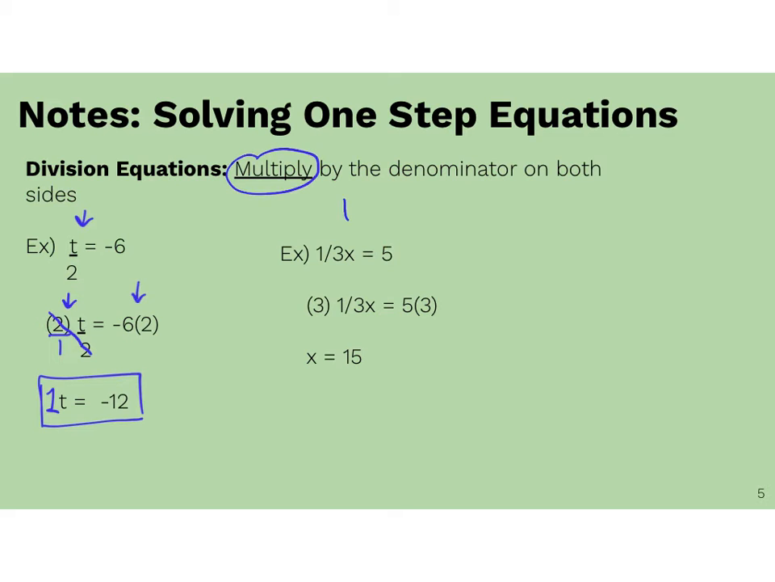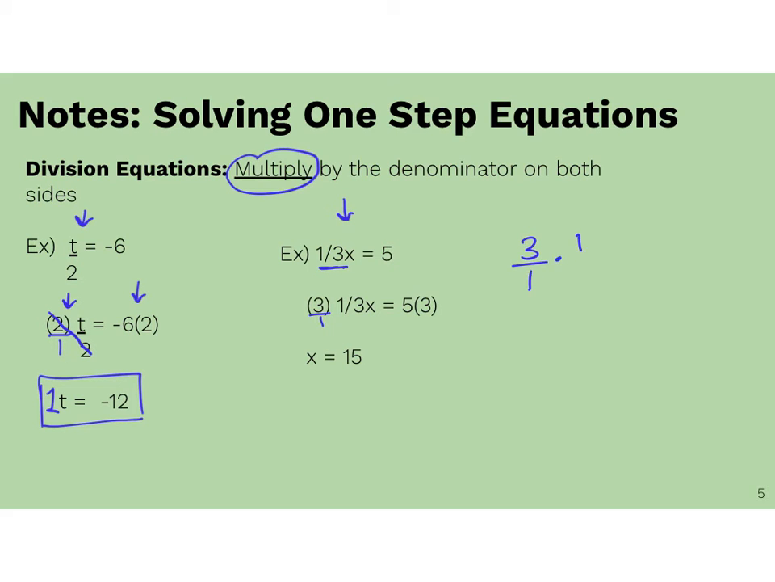Another example of a multiplication problem might look like this. You might have 1/3 times x. So how do I get rid of a fraction? I multiply by the reciprocal. So the reciprocal of 1/3, if I flip it over, it would be 3 over 1. So you can write it as 3 or 3 over 1.